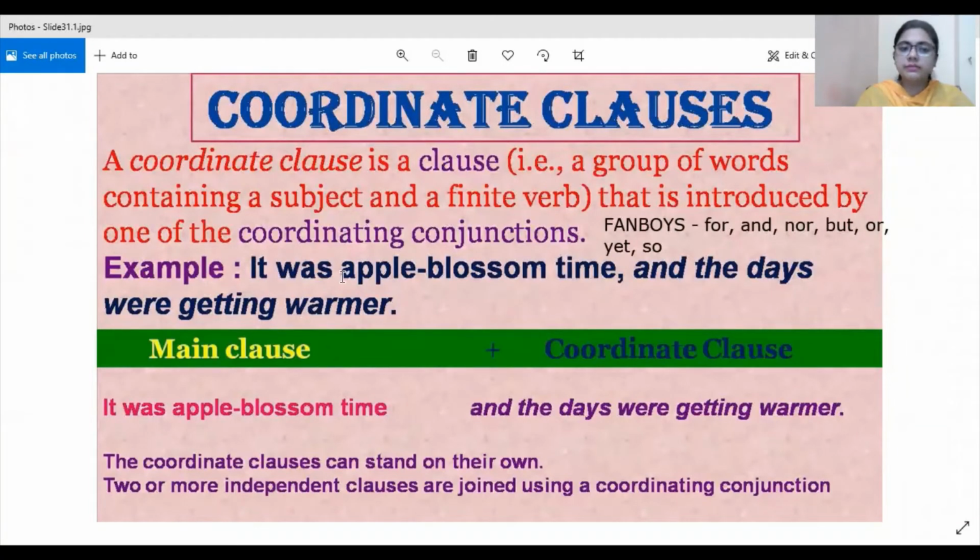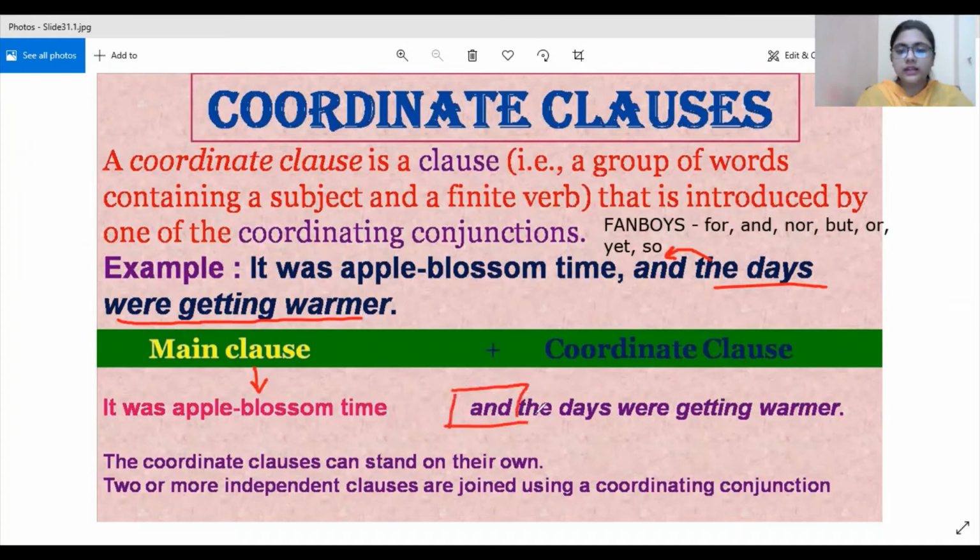Let us look at the example. It was apple blossom time, and the days were getting warmer. So if we look at the types of clauses present, it was apple blossom time is a main clause because it can stand on its own. And the days were getting warmer. The clause the days were getting warmer is being introduced by a coordinating conjunction. Therefore, the days were getting warmer becomes your coordinate clause. And is your coordinating conjunction.